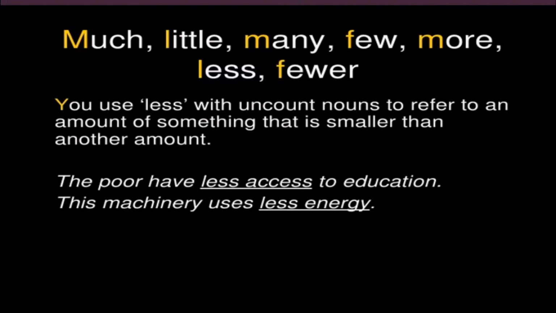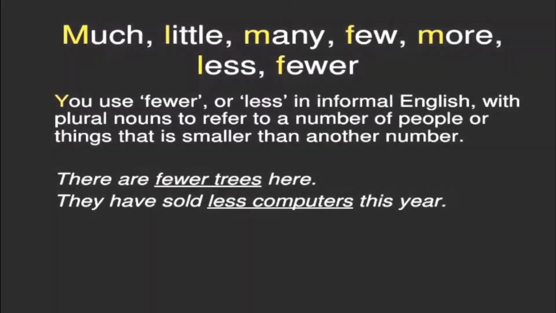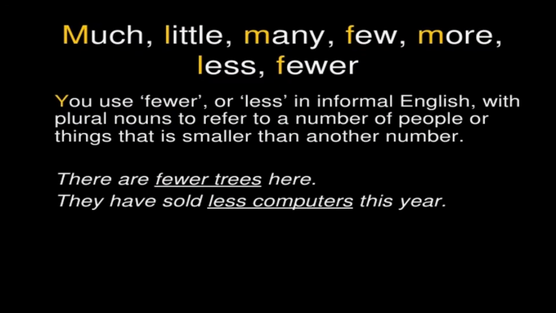And we have to use fewer or less in informal English with plural nouns to refer to a number of people or things that is smaller than other numbers. Remember, one more time, less and fewer are comparatives, okay? And you have to compare something. For example, there are fewer trees here. Okay, que hay menos árboles aquí, menos árboles que en otro lado. So it's a comparative. And they have sold less computers this year. Don't forget it, kids.